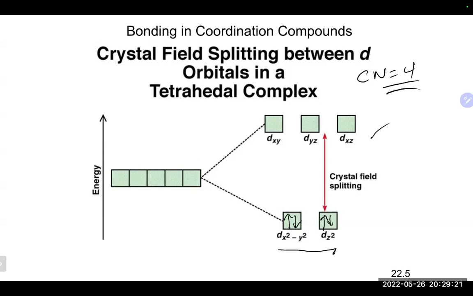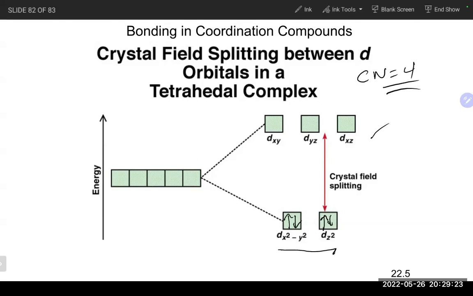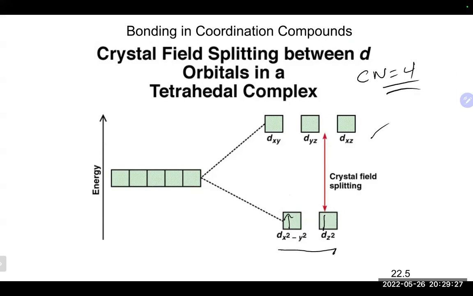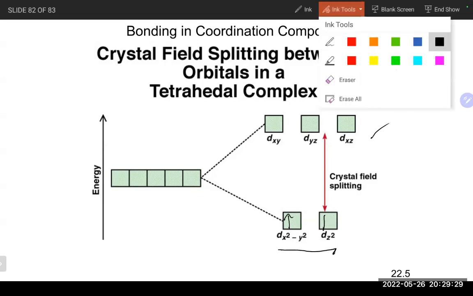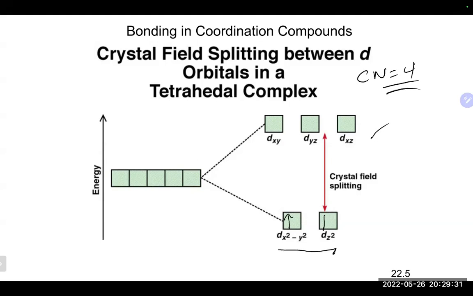And if it was weak field, they would fill just like the other one would, in the normal way. We would go this way, this way, this way, and this way, and then come back and pair up. So tetrahedral is almost like the opposite splitting that you see in octahedral, and works very similar.